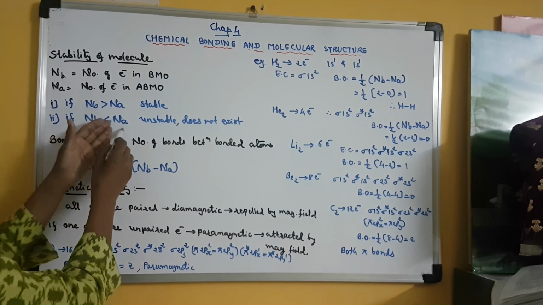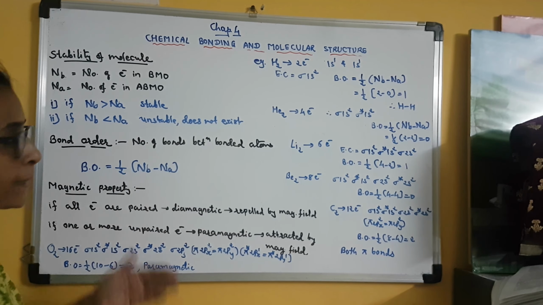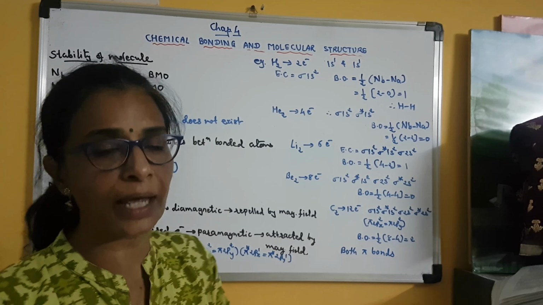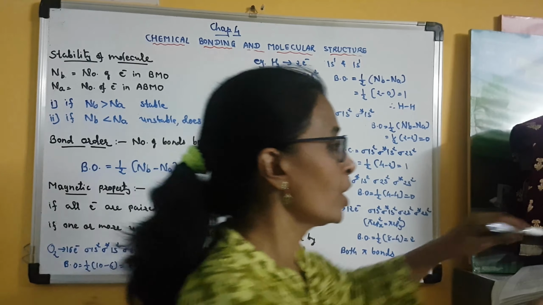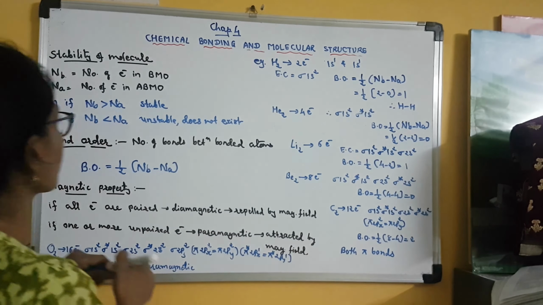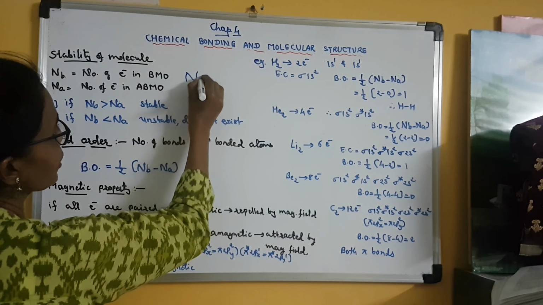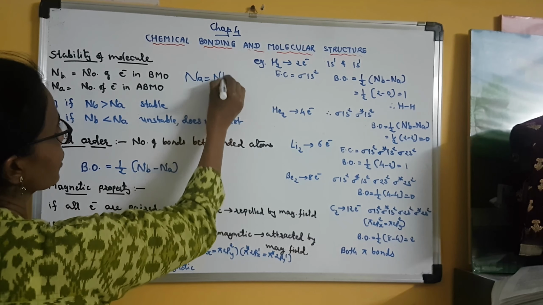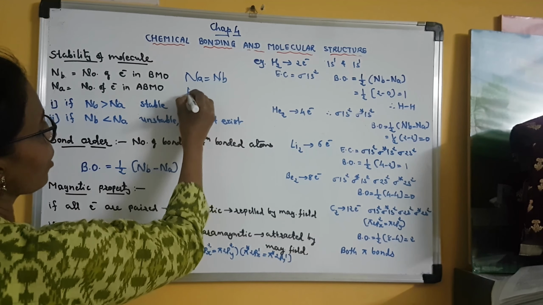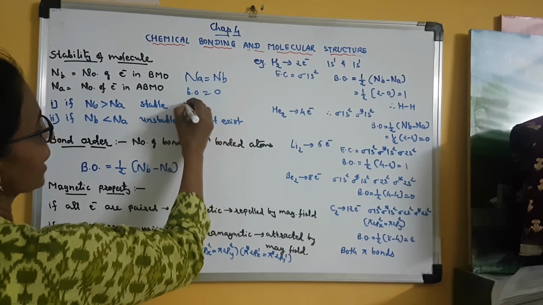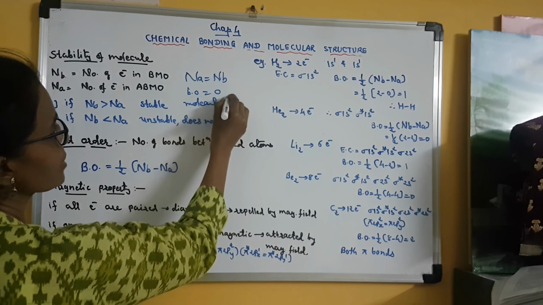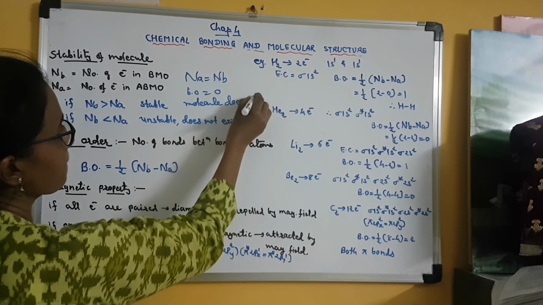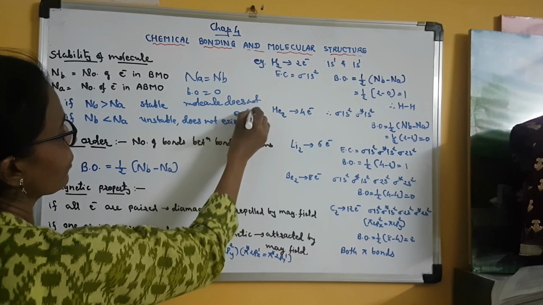See, if Nb is less than Na, then the molecule is unstable and it does not exist. Even if the bond order is 0, that is, the third condition, if Na is equal to Nb, then also the bond order becomes 0, and so the molecule does not exist. Clear? Molecule does not exist. So this also you have to remember.